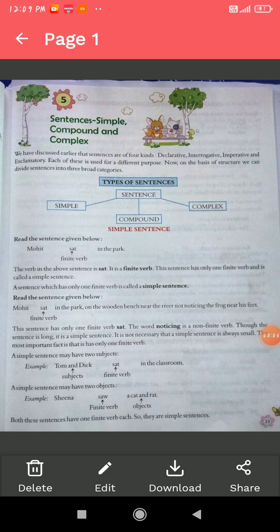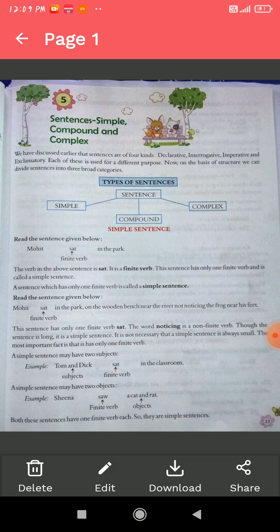Today in this video, I am going to revise this chapter again because most of you have not understood it very well. So that's why I am going to revise the chapter again. This chapter is chapter number 5, Sentences: Simple, Compound and Complex.